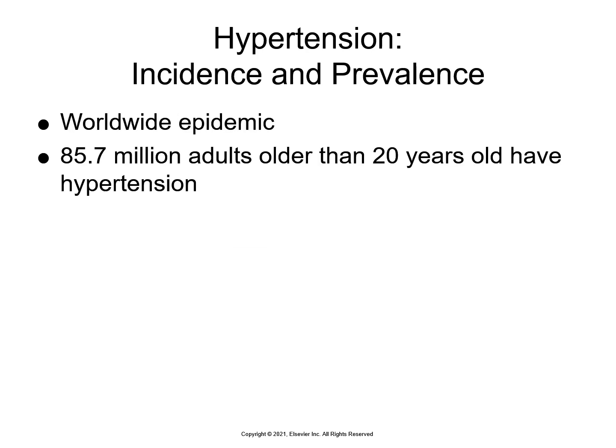So there's a lot of people who have hypertension. It's a worldwide epidemic. There are 85.7 million Americans older than 20 years old who have hypertension.